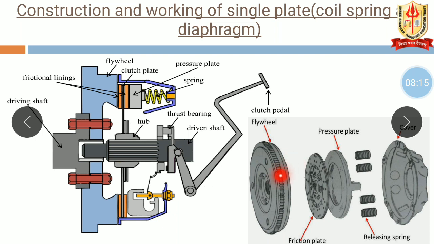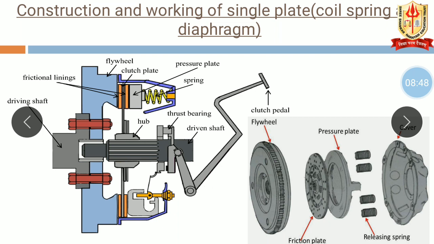This is the actual view, how the clutch looks when you observe it. This is the flywheel, this is the pressure plate, this is the frictional plate, these are the coil springs, and this is the cover. This is how a single plate clutch actually looks. This is the cut section of it, so as to understand the components of the clutch. Then, how it works.